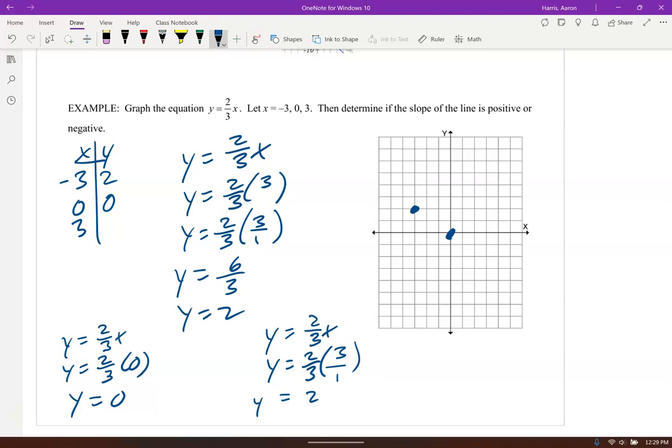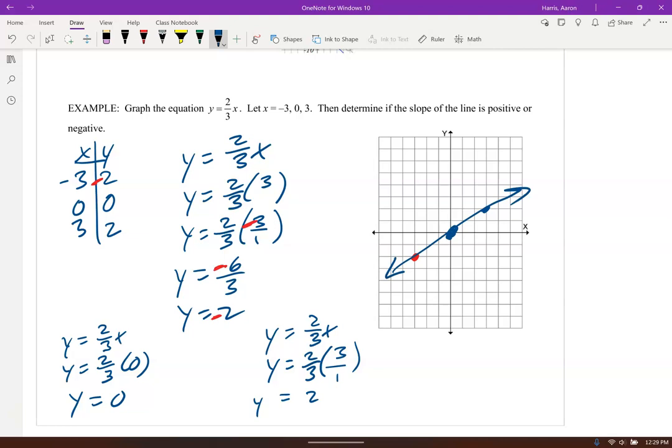Y equals 2. Oh my gosh, I just realized I made a mistake here. On this first one I was plugging in a negative 3. Sorry about that. That should have been a negative. Negative 3, negative 2. My apologies. Negative 3, negative 2 was the first one. And then we had the 0, 0 right in the middle. And then at the end we had 3, 2, right 3 and up 2. There we go. Sorry about that.